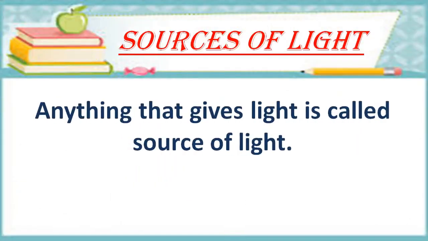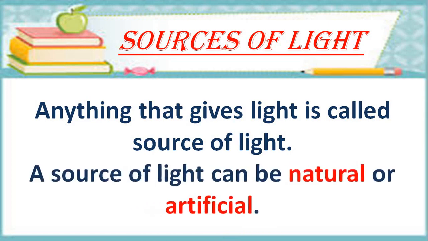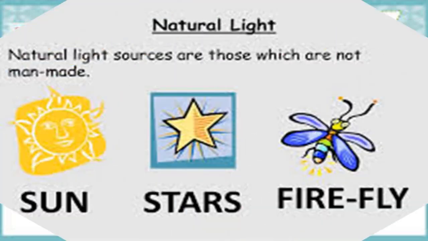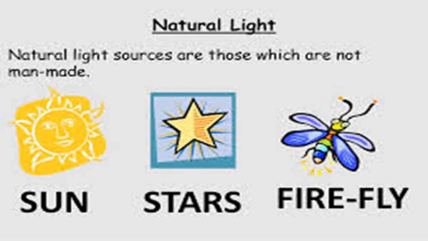So children, any object that produces light is called a source of light. Like we get light from the sun, so the sun is a source of light. A source of light can be natural or artificial. The sources of light that occur in nature and are not man-made are called natural sources of light. For example, sun, stars, some insects like fireflies. These produce light.